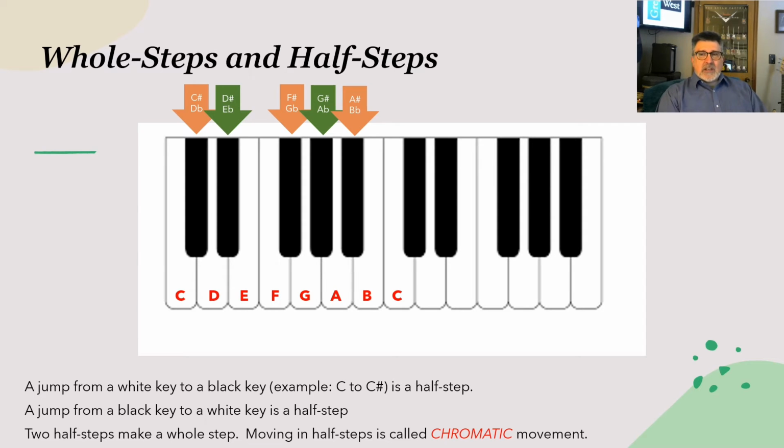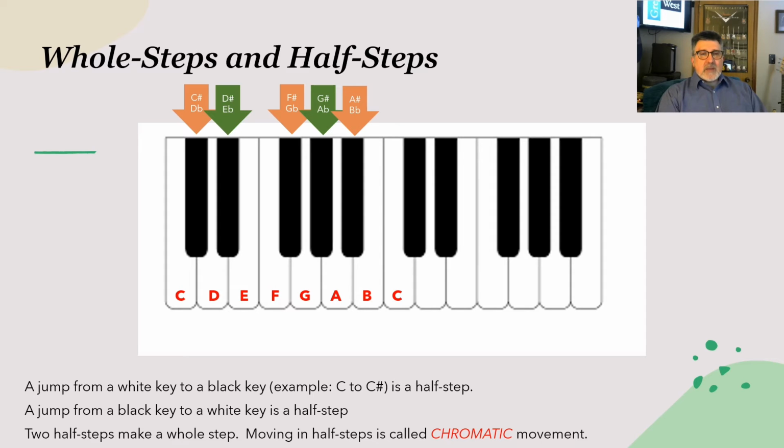The keyboard is arranged in what they call whole steps and half steps. A jump from a white key to a black key, for example, from C to C sharp, that would be a half step. If I jump from C sharp to D, that's also a half step. If I jump 2 half steps, that makes a whole step. So if I went C, C sharp, D, well, that makes a whole step.